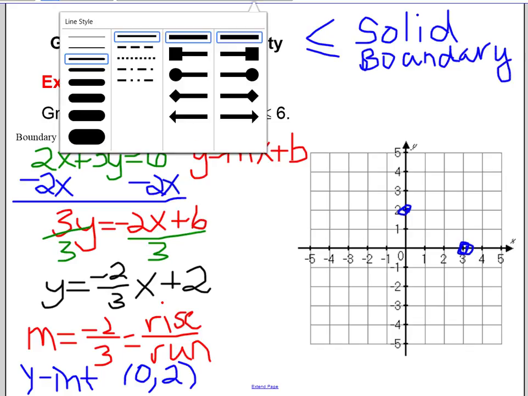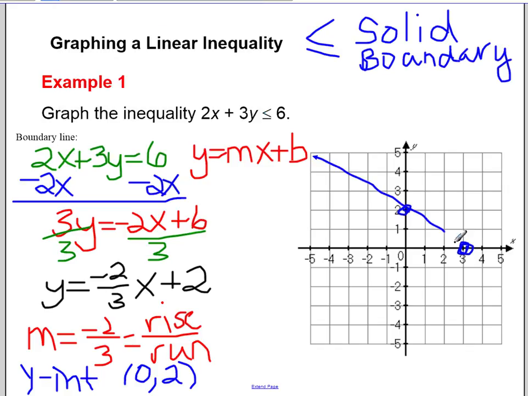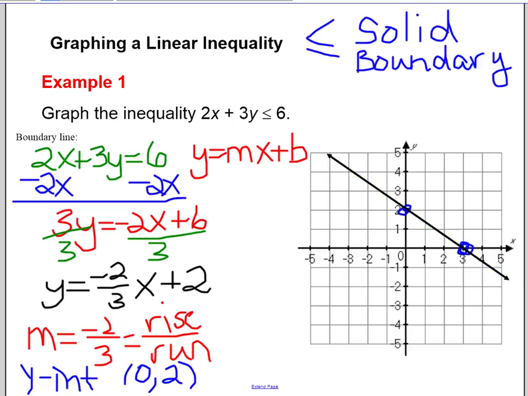So let's graph the line that goes through those 2 points. So we have the graph of our boundary line, and the boundary line consists of really an infinite number of points. Every single point that appears on this line is actually a solution to the inequality. You could plug any number into the original inequality and see that that inequality would be true.